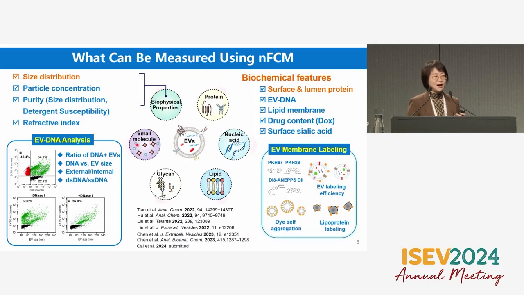Using nanoflow cytometry to analyze EVs is akin to using conventional flow cytometry for single cell analysis. It can provide you multi-parameter and quantitative analysis. Both the biophysical and the biochemical features can be measured. For example, we can measure the size, particle concentration, purity, refractive index, proteins, EV DNA, lipid membrane, drug content, and surface sialic acid. Today, because of the time limitation, I will only focus on the size and the protein analysis.